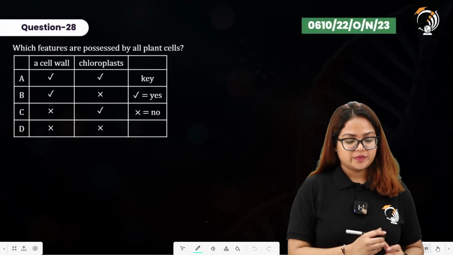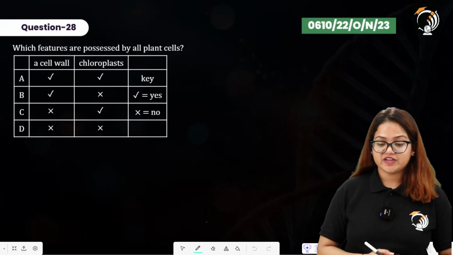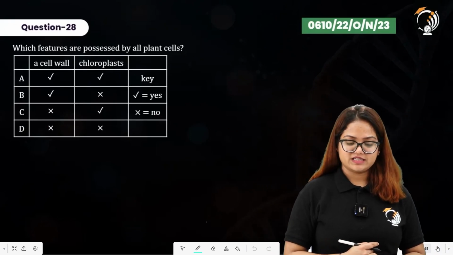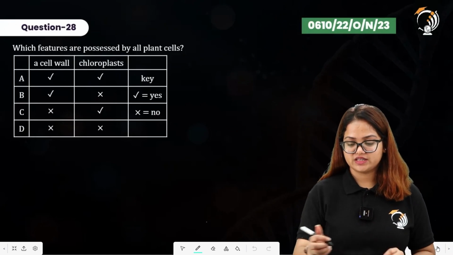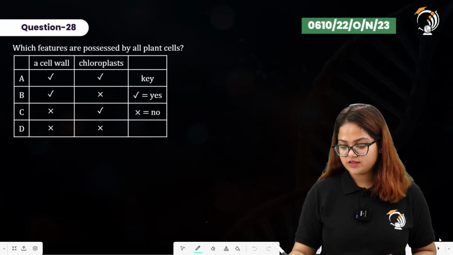Moving to question number 28, that says which features are possessed by all plant cells. So you have already solved this question and this is a repetitive question. So you can solve this on your own.